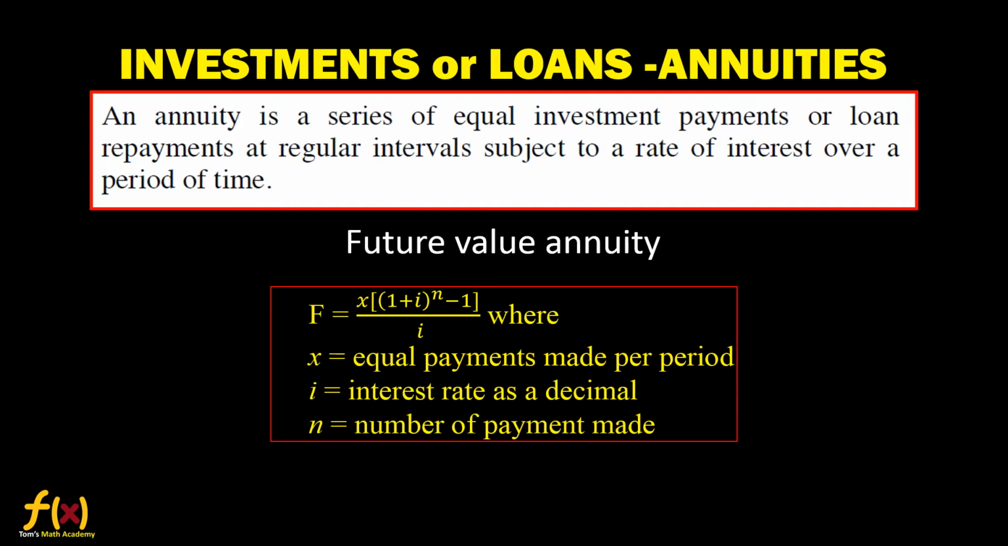So F equal to X times ((1 plus i) to the power n minus 1) divided by i. What is X? X is the equal payment. It can be made monthly, half yearly, or even yearly. i is the interest rate and n the number of payments.